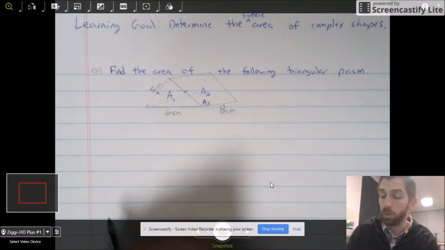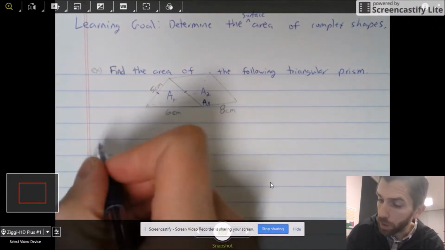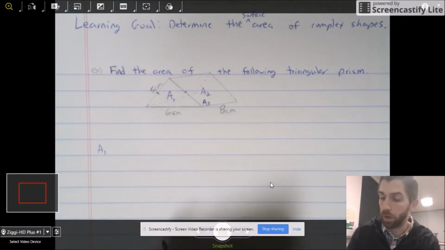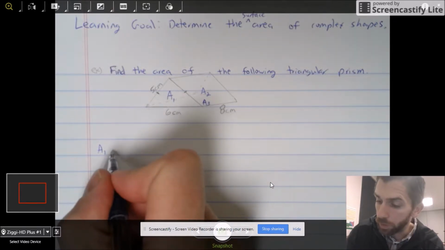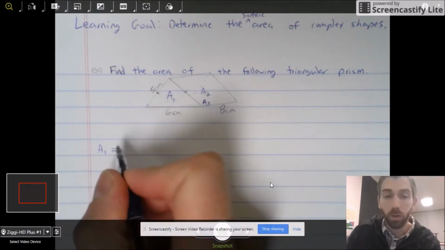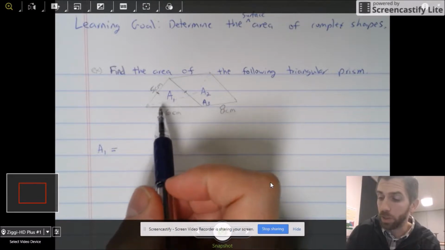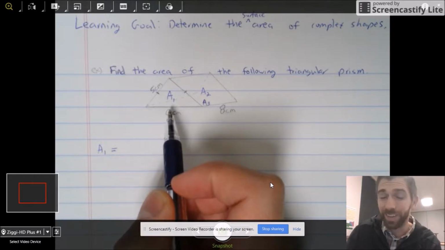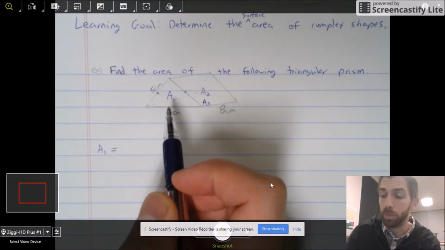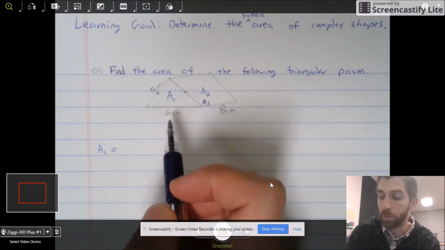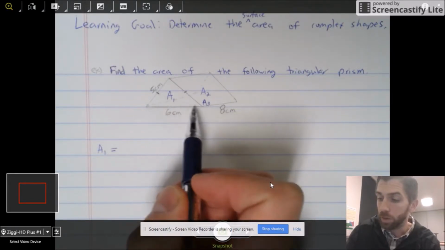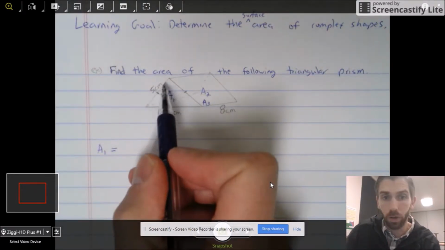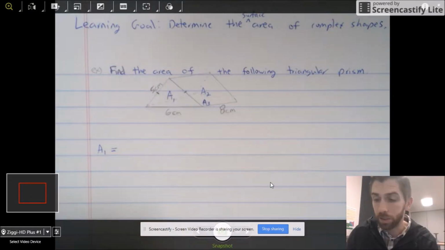All right, the first thing I'm going to do is determine what my A1 is. Now this is going to be your most complicated shape that you need to find the area of. If you remember from the previous class, you need to have your base and your height in order to find the area of a triangle. And the most important thing to remember was base and height always form a 90-degree angle with each other. As you can see here, if this is my base, I don't have a 90-degree angle with this side length of the triangle. So I need to bisect the base.